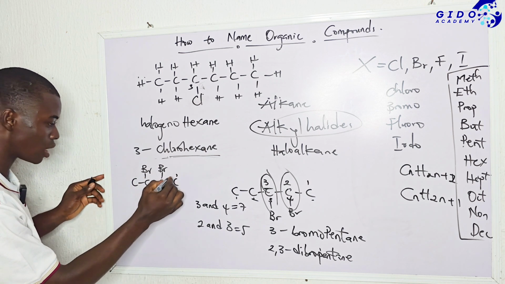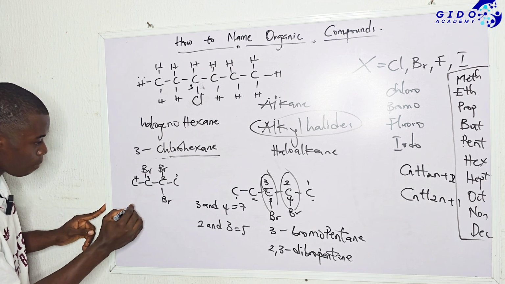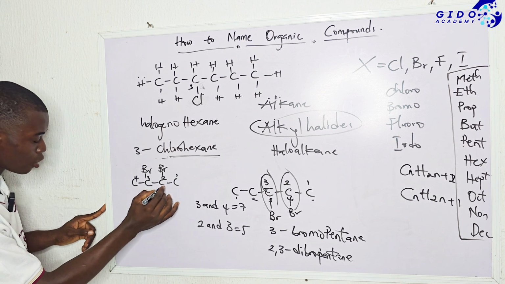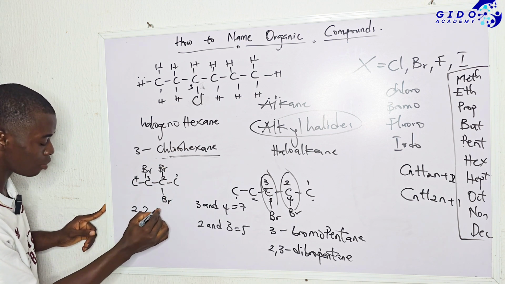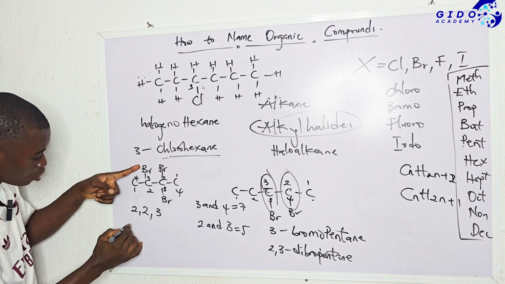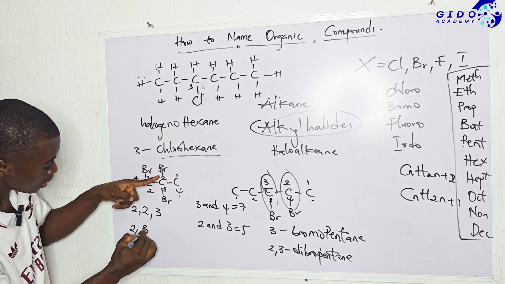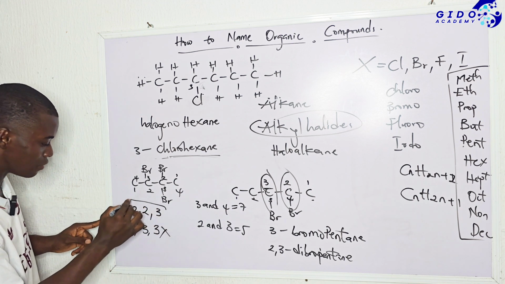So let's count 1, 2, 3, 4. So we have carbon 2. How many bromine do you have there? 2, 2. Then we have another bromine here again. But if you count from this side, 1, 2, 3, 4. So we have position 2, position 3, and position what? 3. So you know that this value is higher than this value. So we work with this value.